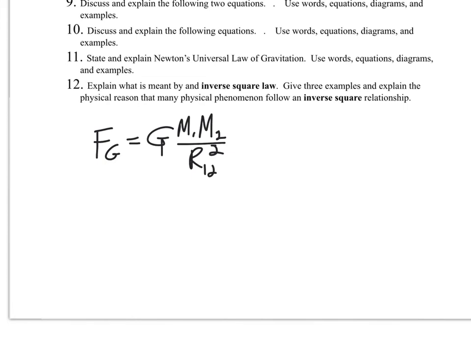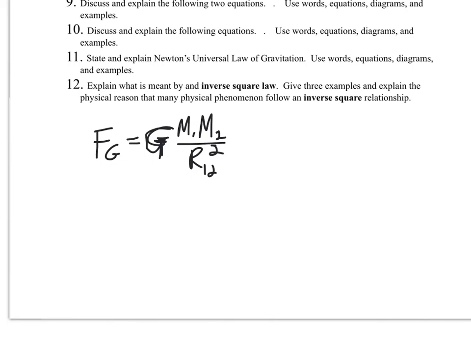So the last two questions kind of go together. This is called Newton's universal law of gravitation. It's universal because it holds true throughout the universe. And it says that the gravitational force between any two objects is the universal gravitational constant times the mass of each object, divided by the distance between their centers squared.